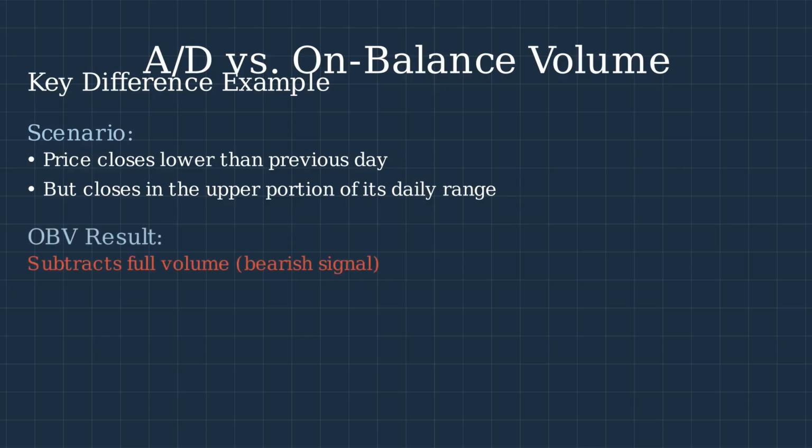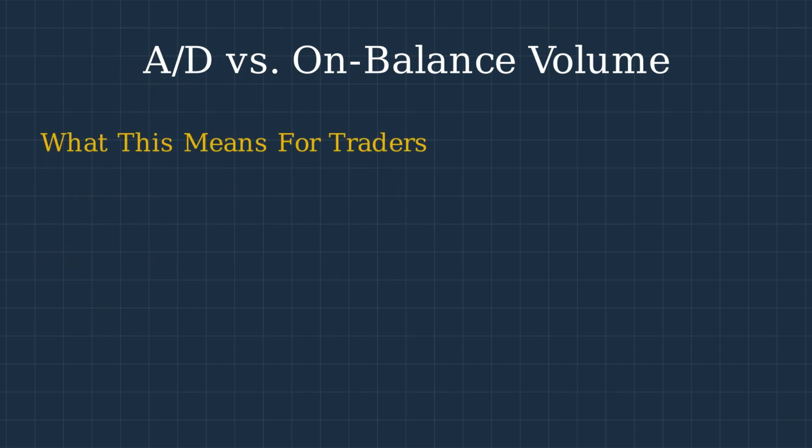On-balance volume simply sees a lower close and subtracts the entire volume, giving a bearish signal. The accumulation distribution line, however, recognizes the close is in the upper portion of the day's range, suggesting buying pressure. It adds a portion of the volume, giving a bullish signal. This subtle but important difference makes the accumulation distribution line potentially more accurate in detecting early shifts in market sentiment.